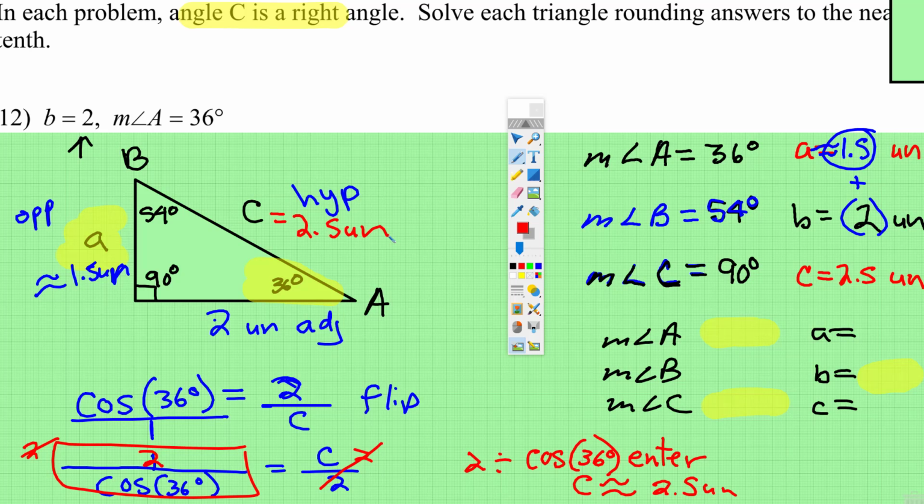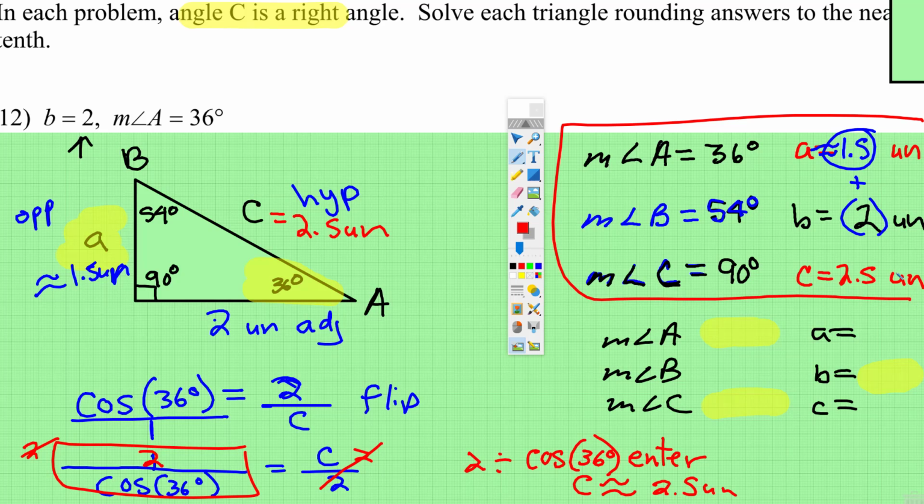And this is the work that I would want to see. I would want to see this information very clear, especially on an exam or a quiz, but I would want to see work on your paper on how you arrived at those values. All right, that's it for this one.